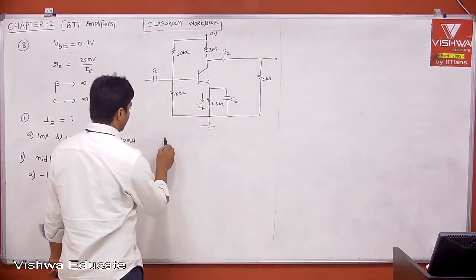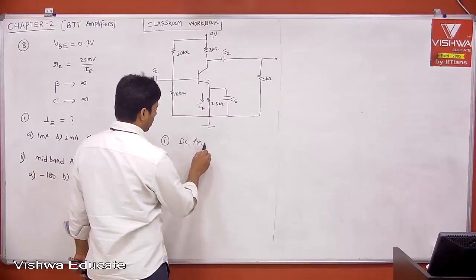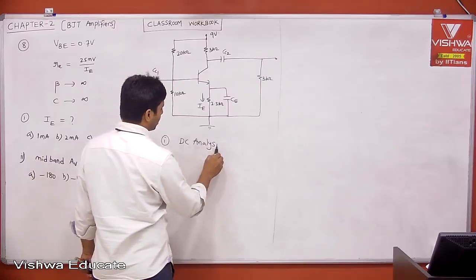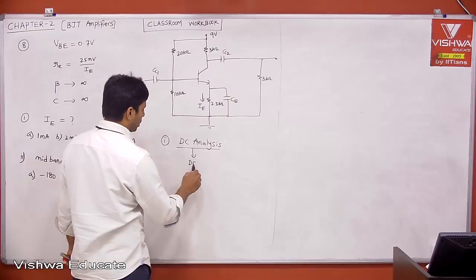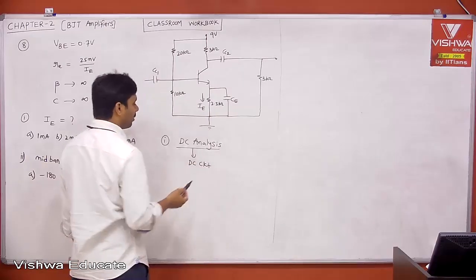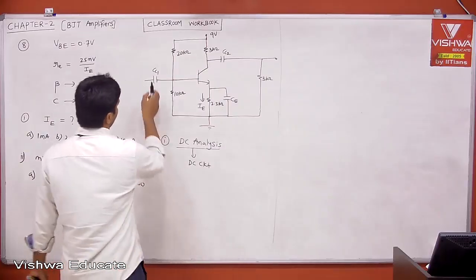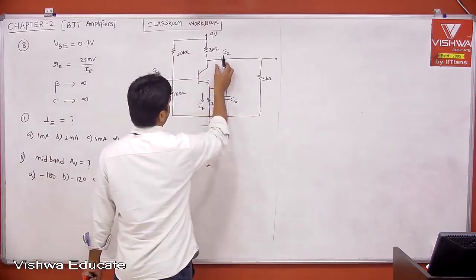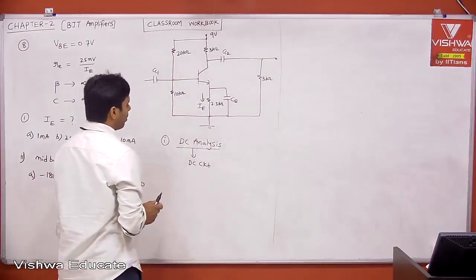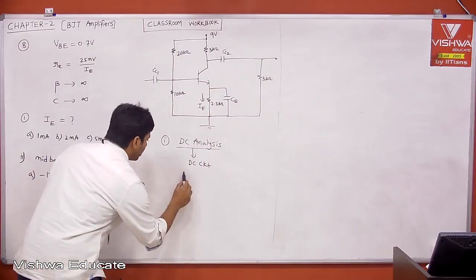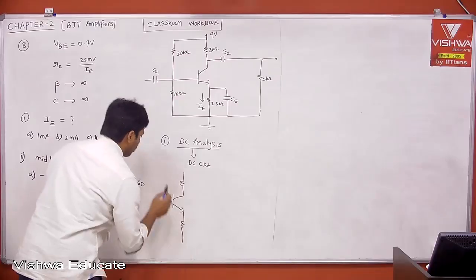Therefore, to solve the first bit, the problem is related to DC analysis. If the problem is related to DC analysis, then immediately we need to consider the DC circuit. Then input KVL, output KVL, or whatever you can use. Therefore, what is the DC circuit? This capacitor is open. This capacitor is open. This capacitor is open. It is simply left with what? Self-bias circuit. This is what we had seen.